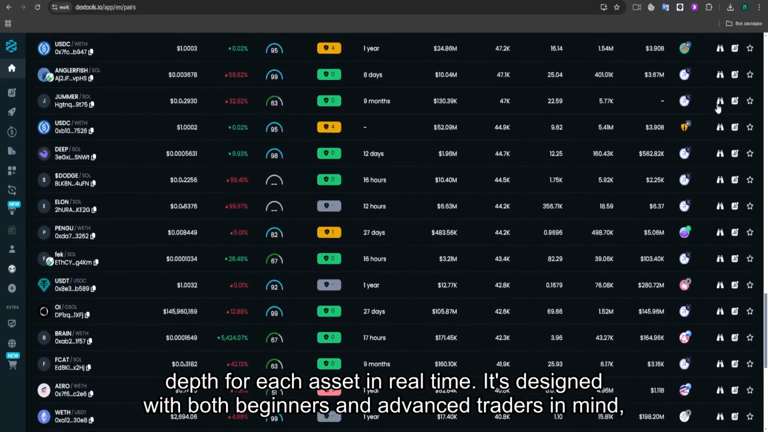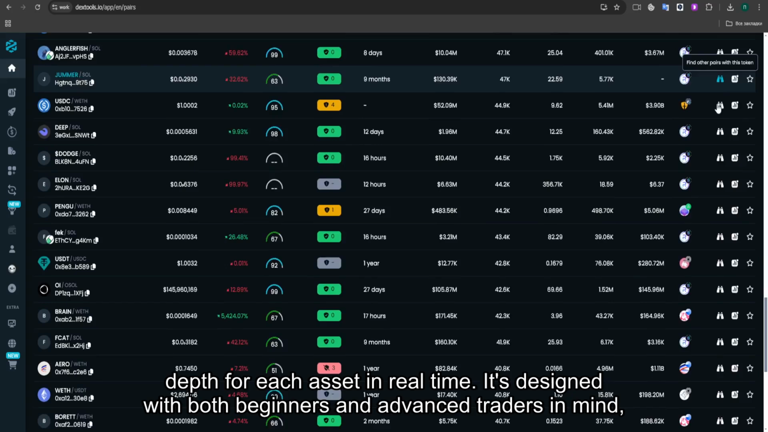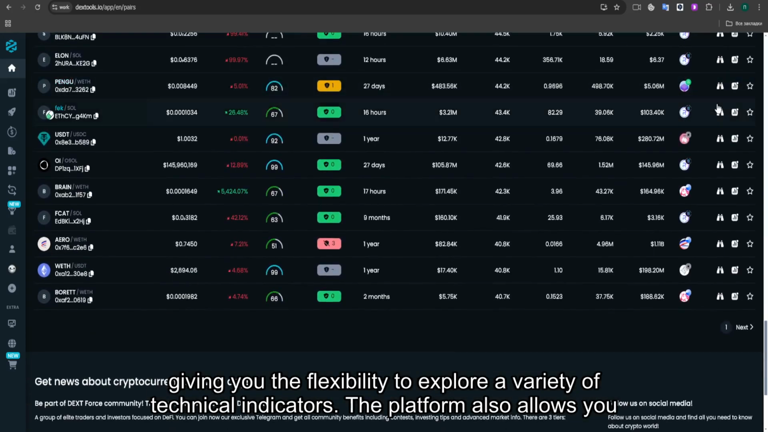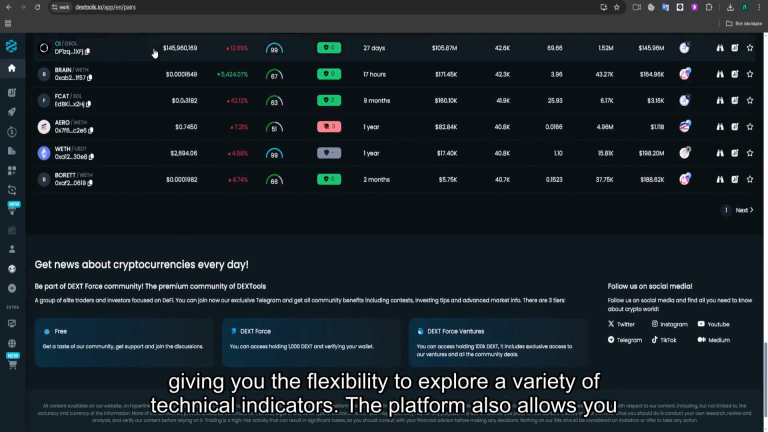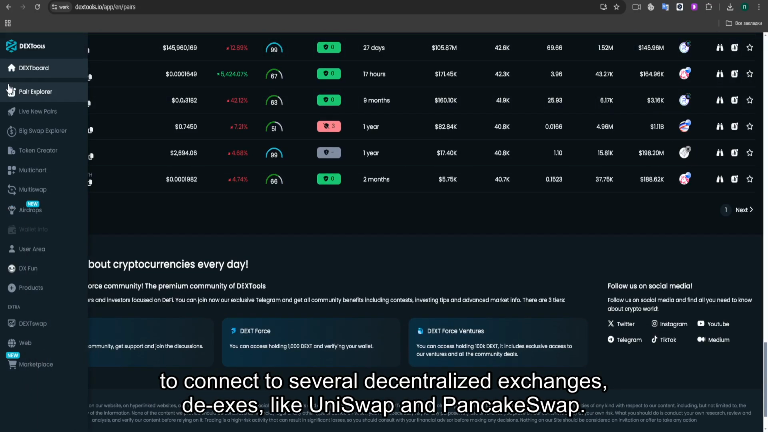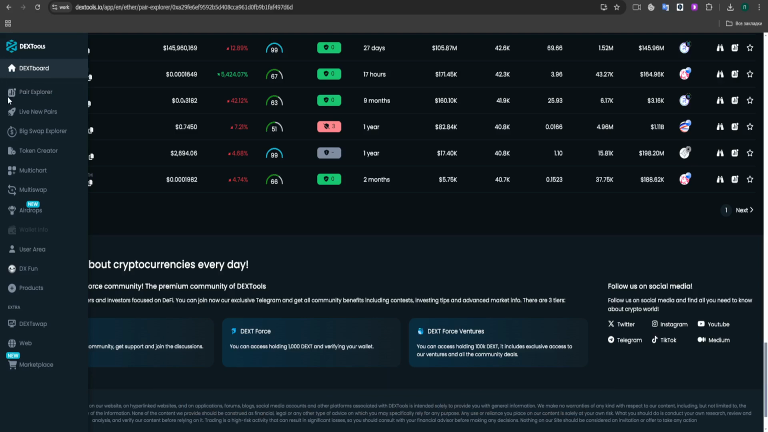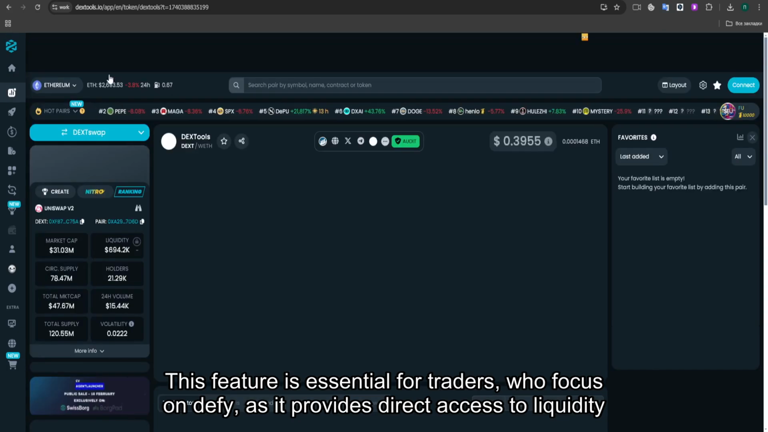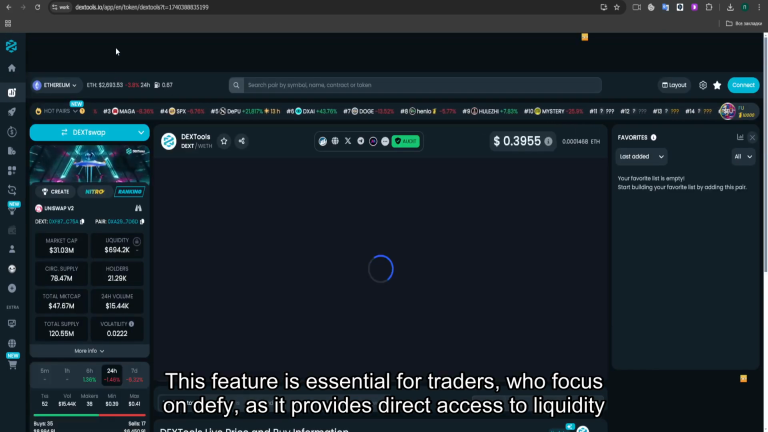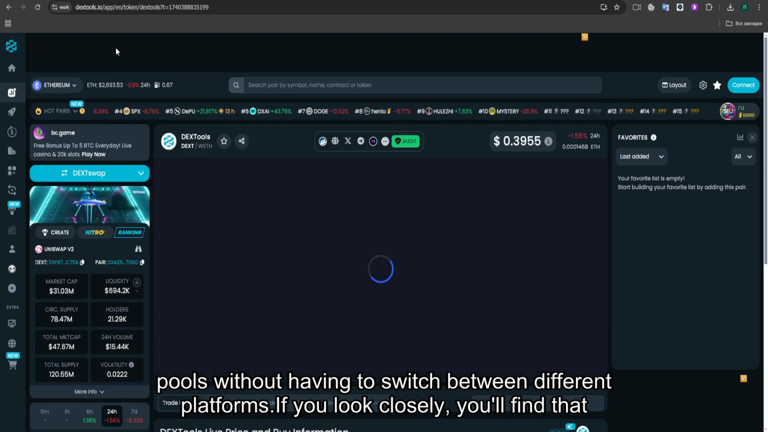It's designed with both beginners and advanced traders in mind, giving you the flexibility to explore a variety of technical indicators. The platform also allows you to connect to several decentralized exchanges, DEXs, like Uniswap and PancakeSwap. This feature is essential for traders who focus on DeFi, as it provides direct access to liquidity pools without having to switch between different platforms.